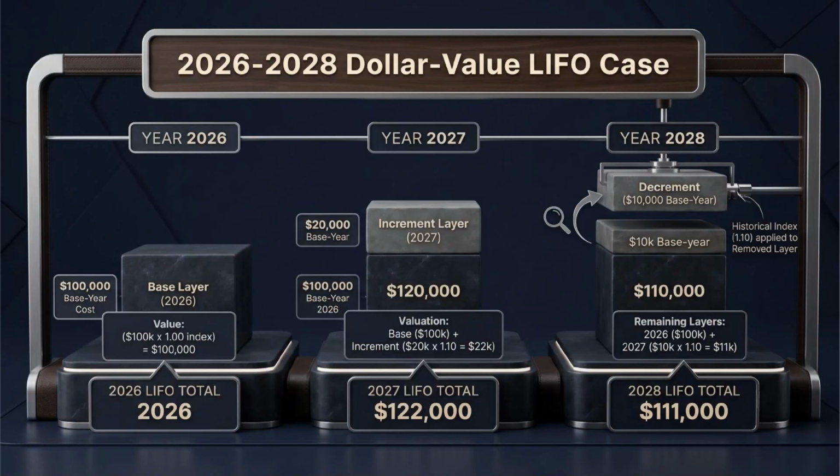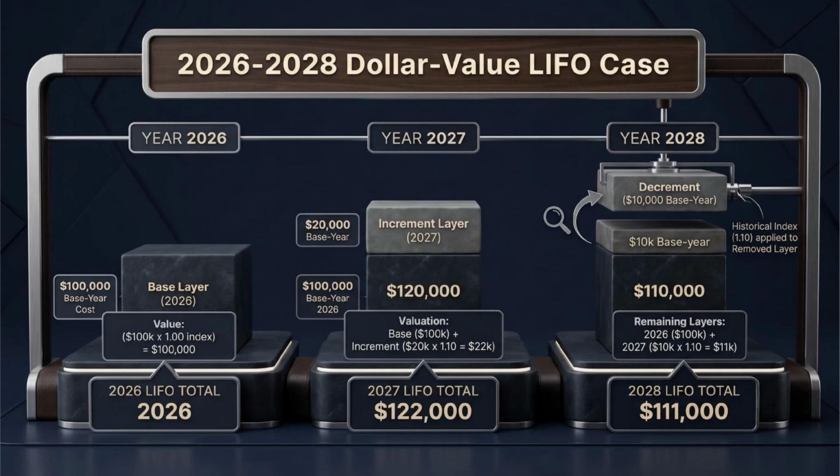Now let us apply dollar value LIFO across 2026 through 2028. In 2026, current cost is $100,000. The index is 1.00. Base year cost is $100,000 and LIFO inventory is $100,000. In 2027, current cost is $132,000 and the index is 1.10. So base year cost is $120,000. That creates a $20,000 base year increment valued at the 2027 index of 1.10 or $22,000.